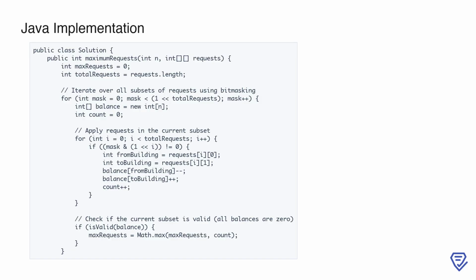The inner loop processes each request in the subset. If the bit corresponding to a specific request is set in the bitmask, we extract the from building and to building from the request, decrement the balance for the source building, increment the balance for the destination building, and increase the count of active requests. After processing all requests in the subset, we check if the current subset is valid by ensuring that the balance array reflects 0 net changes for all buildings.